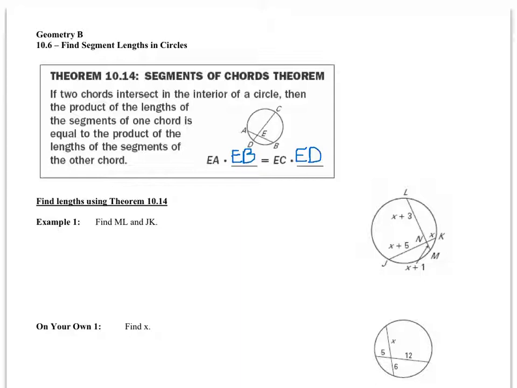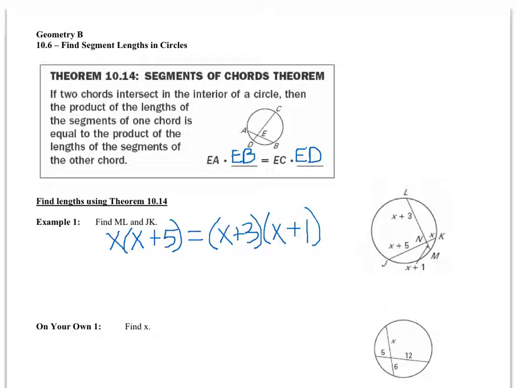It says find ML and JK. So we know we're going to multiply this times this and set it equal to this times this. So we are going to say x times the quantity x plus 5 equals the quantity x plus 3 times the quantity x plus 1.